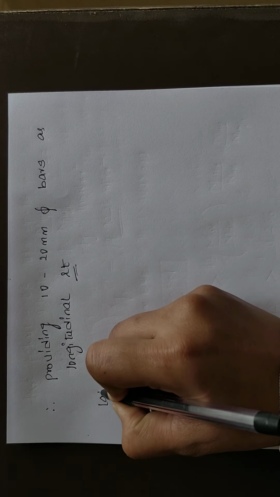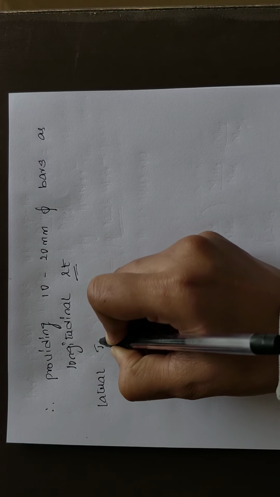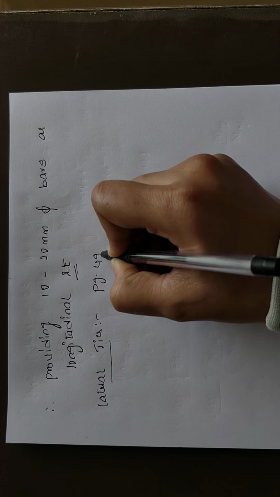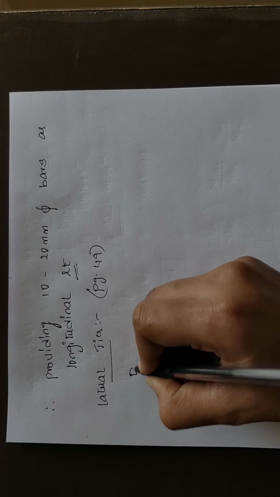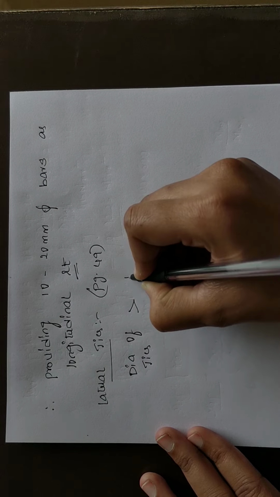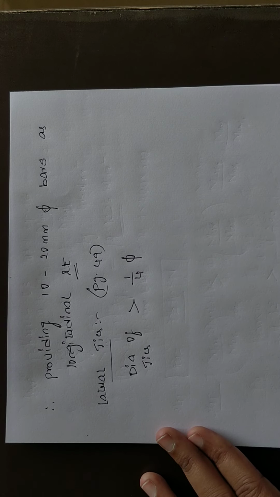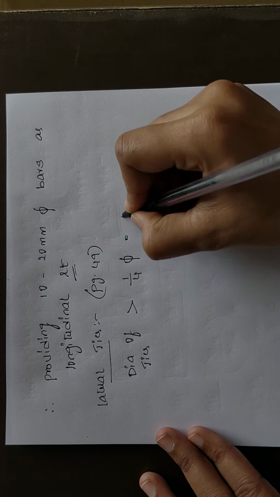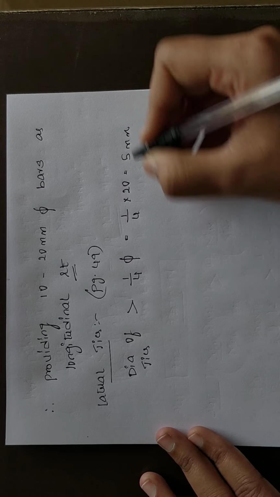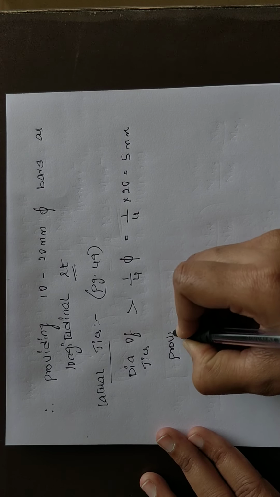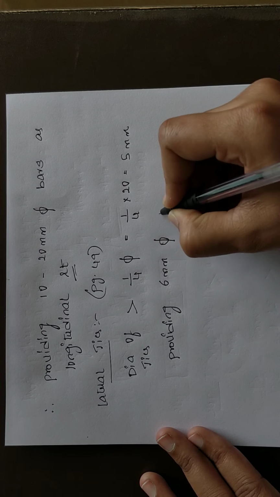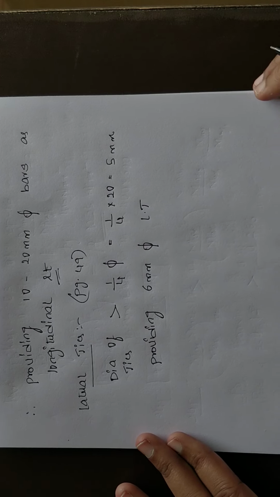Next is design of lateral ties. For lateral ties, from page number 49 of IS 456, the dia of ties should be greater than 1/4 times the dia of longitudinal reinforcement, that is 1 by 4 times of 20, you will get it as 5 mm. So providing 6 mm dia lateral ties.